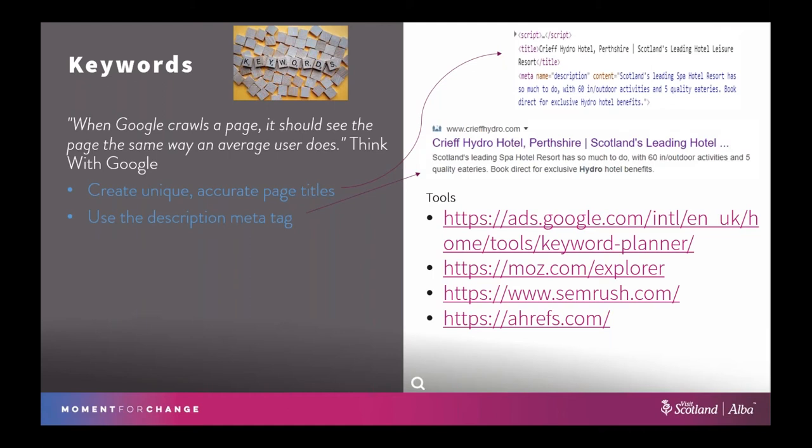Secondly, we have your meta description tag. That is a description that shows up with the title tag on a search results page. As you can see, there's the title tag, and below it you've got the meta description tag. Sell your content here, make it sound attractive, exciting, and be clear that it's what the user is looking for. So when I click to go through to Crieff Hydro, I expect to see a spa resort hotel with 60 indoor and outdoor activities and 5 restaurants. Again, include your primary keyword or keywords, and this time you can have up to 160 characters.